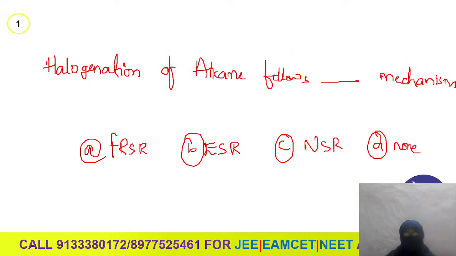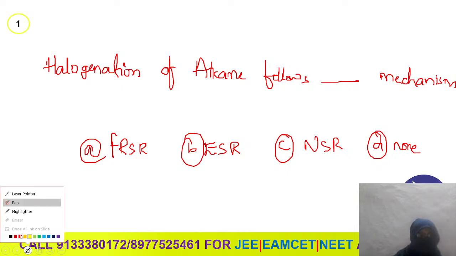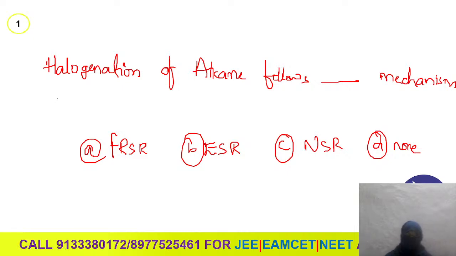So moving on to the questions, which are PYQs. Sorry, not PYQs, practice questions. The first practice question is: halogenation of alkane follows dash mechanism. So they are asking us to know the mechanism of halogenation of alkane.